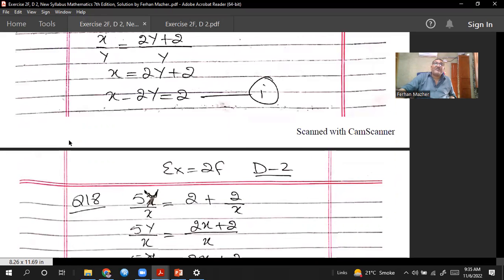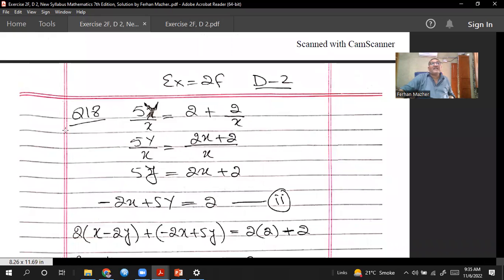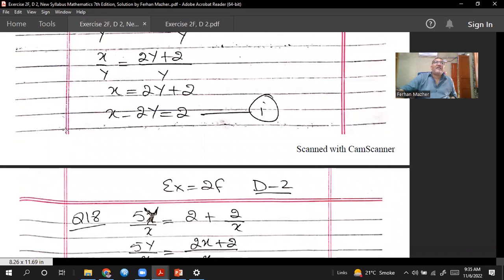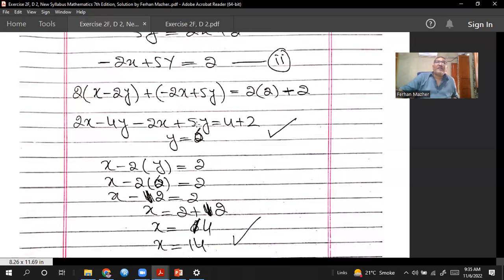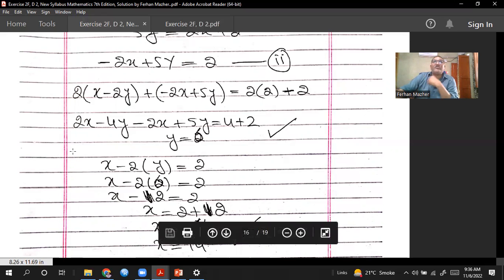The first equation is x - 2y = 2 and the second is -2x + 5y = 2. To make the coefficients of x match, multiply the first equation by 2 and add it to the second equation. So 2(x - 2y) + (-2x + 5y) = 2(2) + 2. That gives 2x - 4y - 2x + 5y = 4 + 2. The 2x and -2x cancel, and -4y + 5y is y. 4 + 2 is 6. So y = 6.